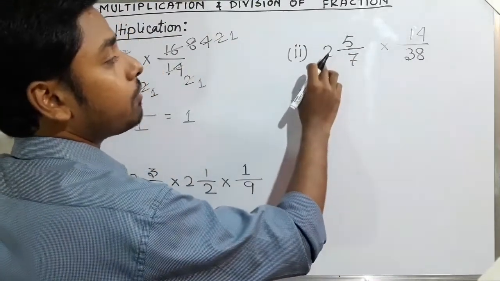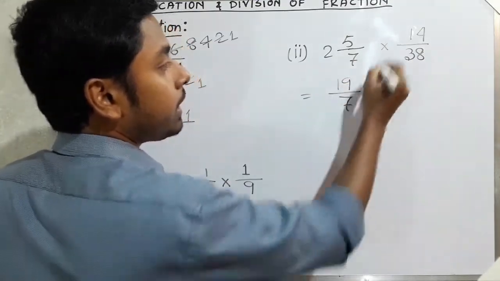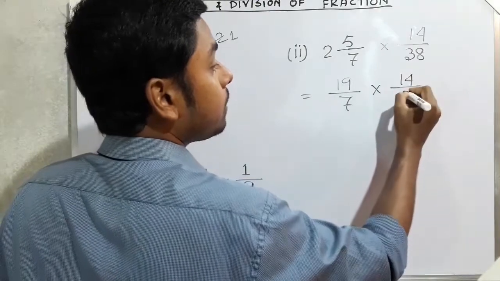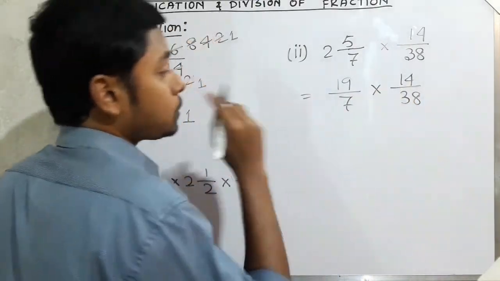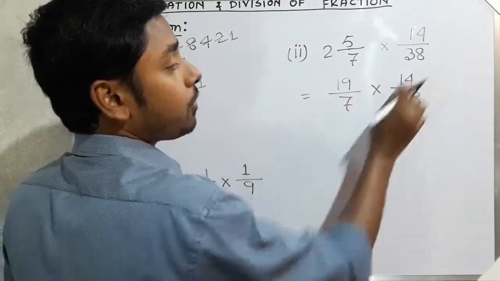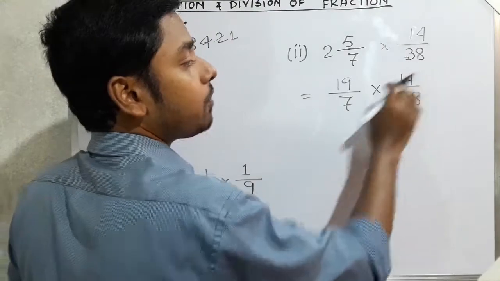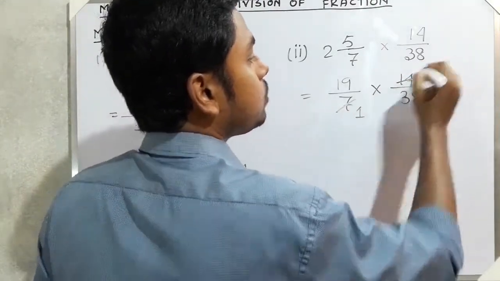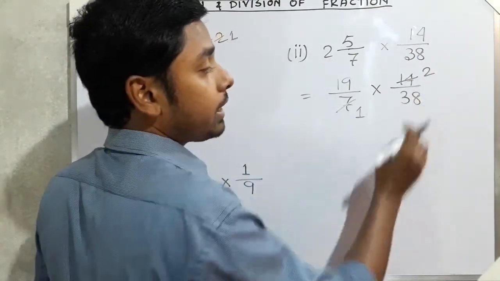7 2s are 14, 14 plus 5, that means 19 by 7 into, now 14 by 38, same as it is. Now we have to cut it. So 7 and 14 can be cut, 7 and 19 cannot be cut. So 7 1s are 7, 7 2s are 14. Now 2 and 38 can be cut.